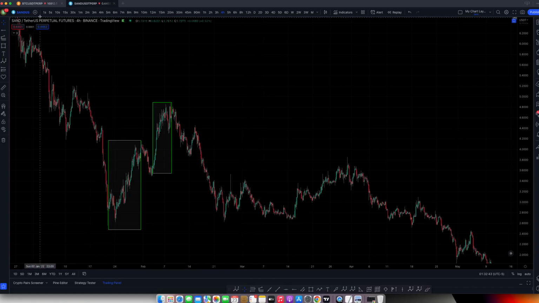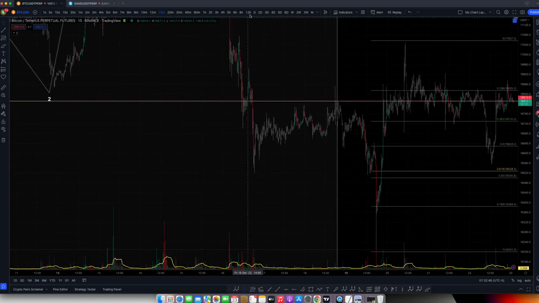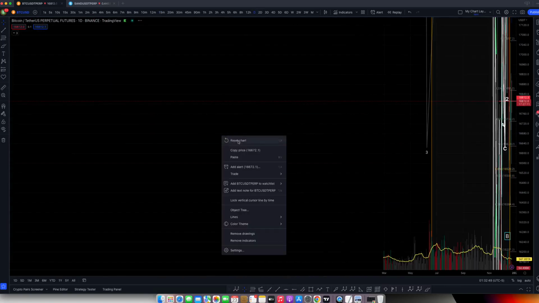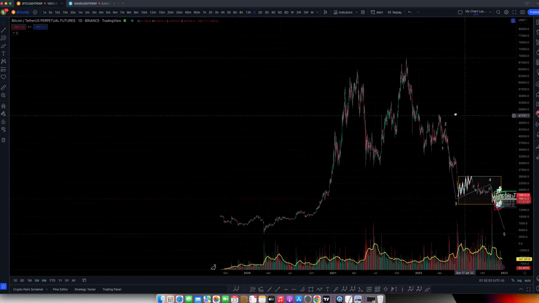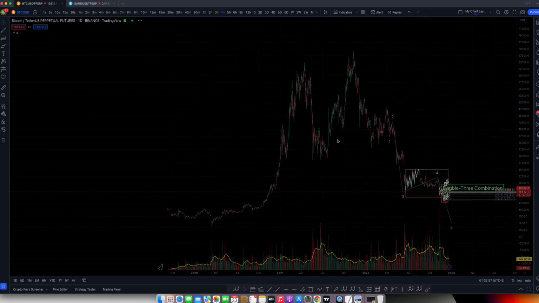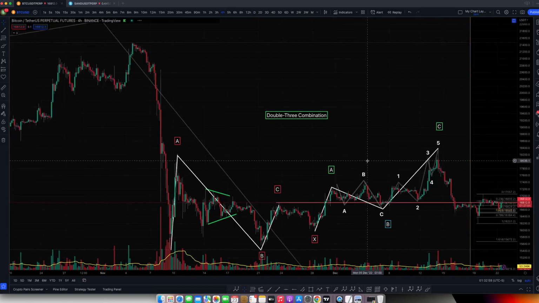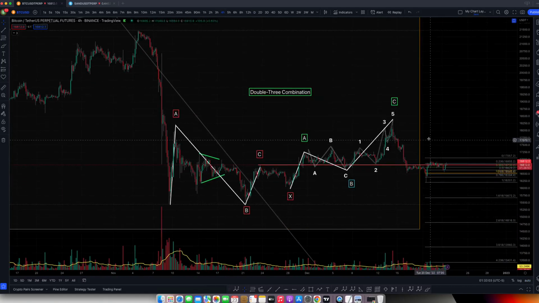Now let me show you something about Bitcoin, and then I will discuss some corrective patterns today, because those corrective patterns are not that important to understand. But if you see here, sometimes I don't trade it, but sometimes to understand the market, or to see what can be the next move, I do this. But this is not what I trade.